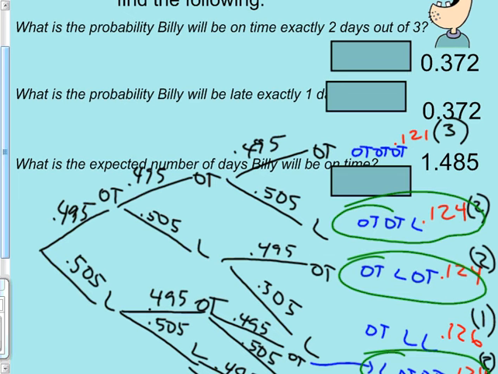Now, that can't really be on time 1.5 days, right? It can't be half on time. So we're expecting to be on time at least 1 day out of the 3 days. And in fact, it's definitely closer to 1 than it is to 2. So we would definitely expect it in the real world to be on time once out of the 3 days. Anyway, big deal in the real world.